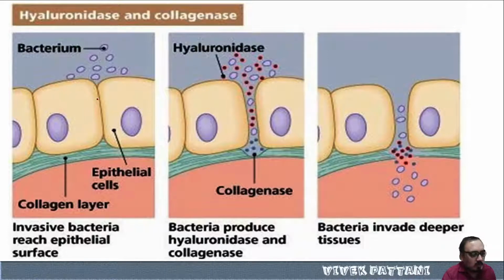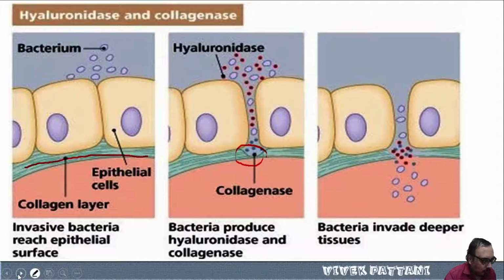There is another layer present here, which is made up of collagen. Similarly to hyaluronidase, collagenase breaks this layer. The bacteria produce the enzyme collagenase and break the layer so that bacteria can invade the deeper tissues.